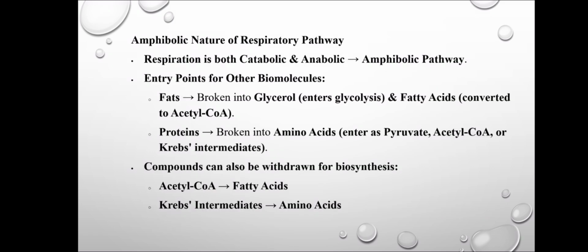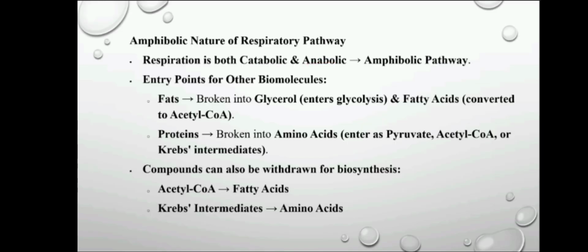The respiratory pathway is an amphibolic pathway. It is considered amphibolic because it consists of both catabolic and anabolic processes. In reality, there are substrates which can enter into the respiratory pathway, and there are substrates which will exit from it also. Here, some of the entry points are given. As you can see, fat breaks down into glycerol and fatty acid, and both can enter the respiratory pathway. Glycerol can directly enter into glycolysis, whereas fatty acid can get converted into acetyl coenzyme A, and then enter the respiratory cycle through the Krebs cycle.